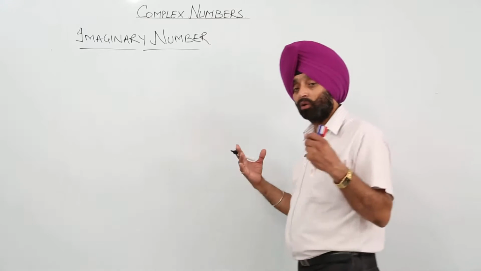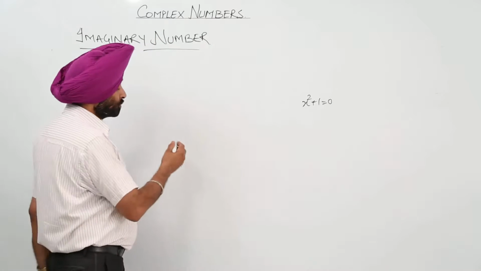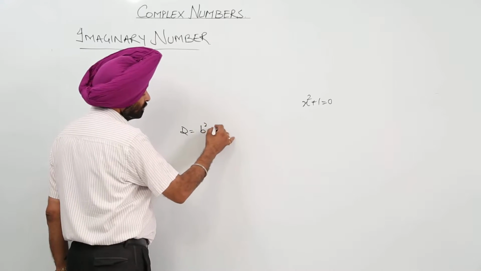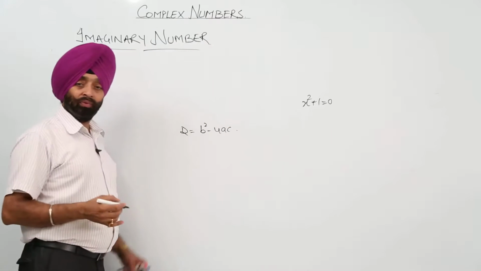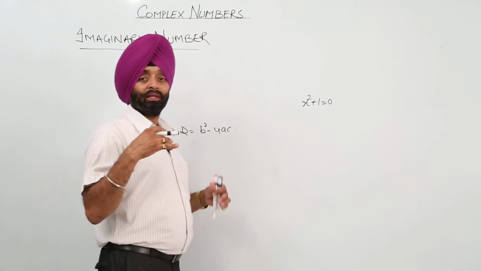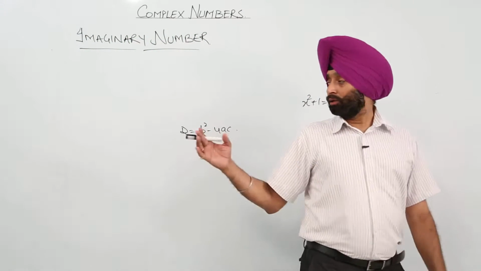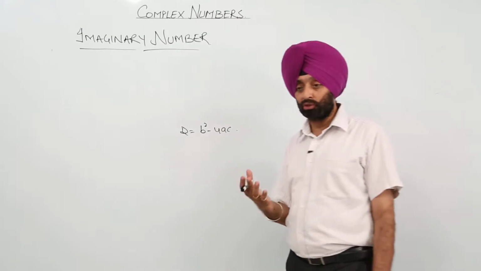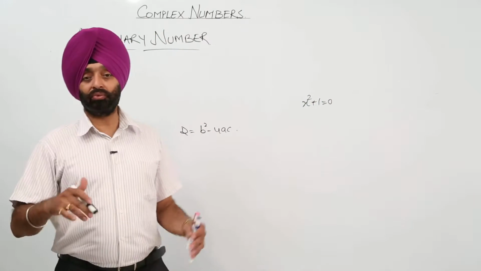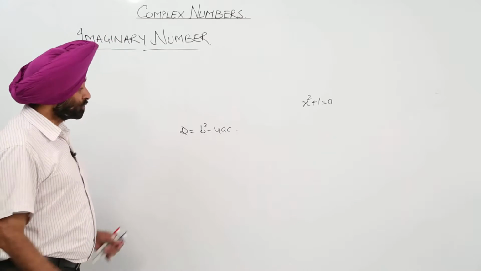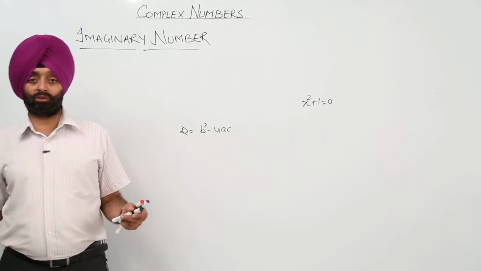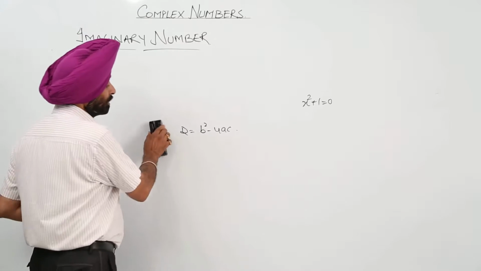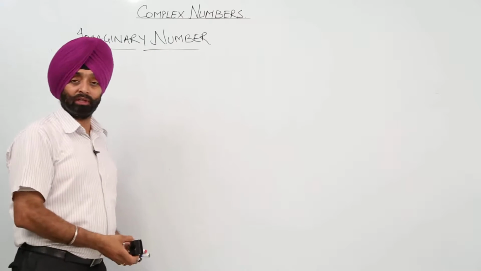So what we have done in class 10th is, to solve a quadratic equation we have to go for the discriminant, that is b square minus 4ac, and if we have to comment upon the nature of the roots, then if we get the discriminant as a negative number, we were writing that the given equation has no solution. But now in class 11th we have some solutions for it. In class 11th we have introduced real numbers and imaginary numbers both, but now we are discussing only the imaginary number.